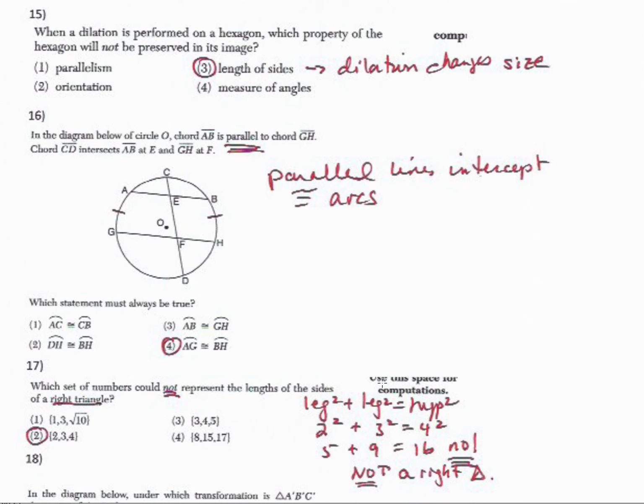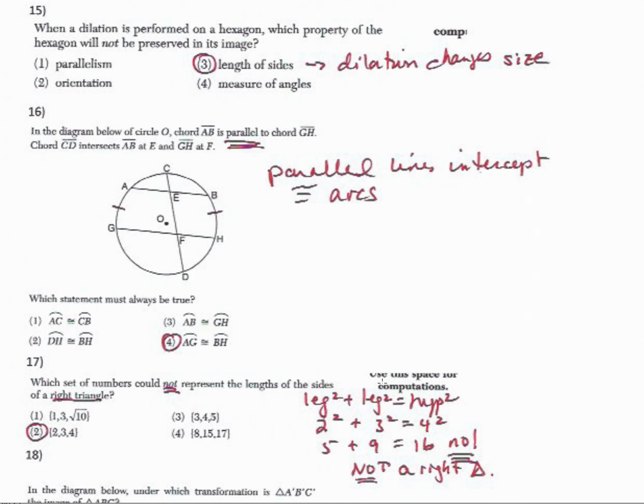Number 15, when a dilation is performed on a hexagon, which property of the hexagon will not be preserved? Oh, I misread this. There we go. Daily dumb mistake. I'm writing myself a note here to correct it in the answer sheets. Final review B. It says not. I read the first one and I didn't go any further than that.